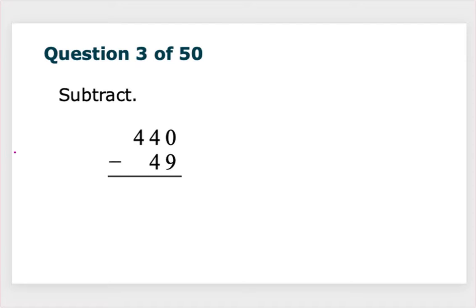Okay, so here we are on number 3. We're going to subtract 0 minus 9. Does not work, so we're going to come over here and borrow. Make that a 10. 10 minus 9 is 1. 3 minus 4 does not work, so we'll come over here and make that a 13. 13 take away 4 is 9. And then we bring down the 3. So 391 is the answer.